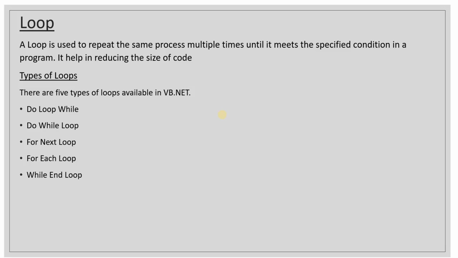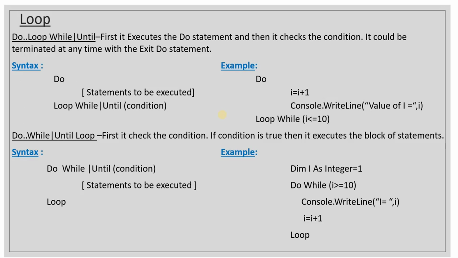First, we discuss the do loop while. It has do, loop, while and until. While and until are keywords. We can use while and we can use until also. In the do loop, first it executes the do statement and then it checks the condition. It can be terminated at any time with the exit do statement. This means if we want to exit from the do loop, we can use the exit do statement.